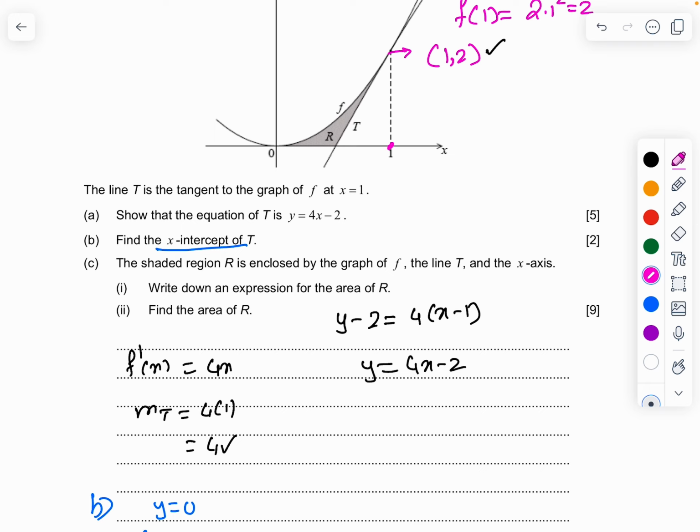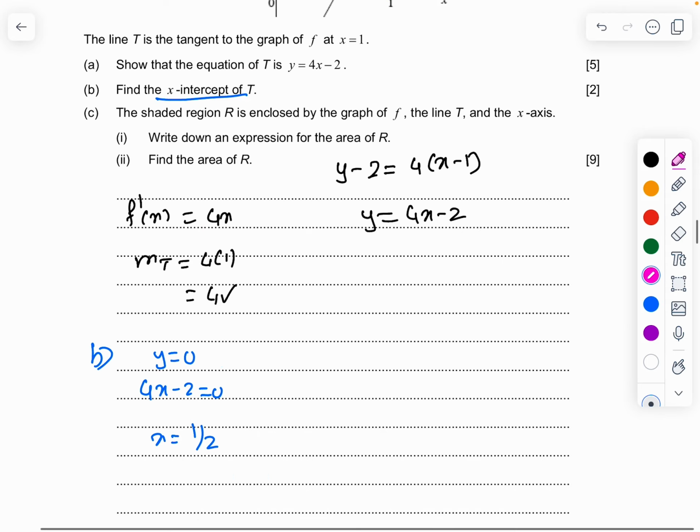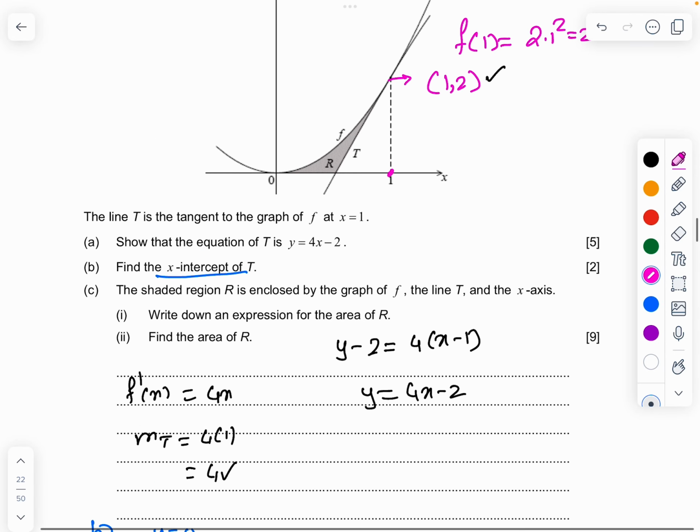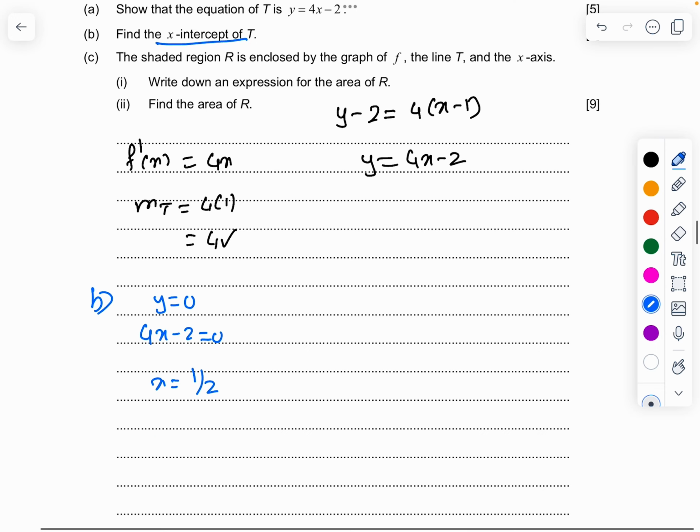Part C, the shaded region R is enclosed by the graph. Write down an expression for the area of R. So what is that? How do I find it out? The expression for R is the area under the graph minus the area of the triangle.